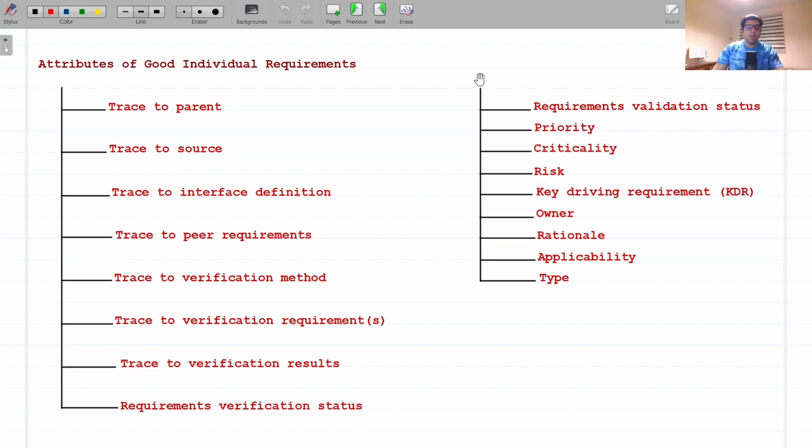Owner. This is the person or element of the organization that has the right to say something about this requirement. The owner could be the source, but they are two different attributes.